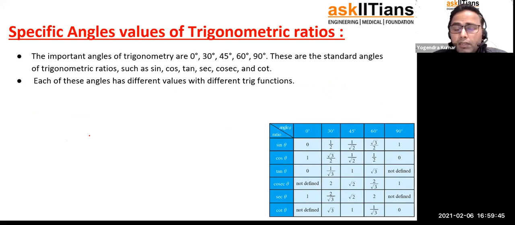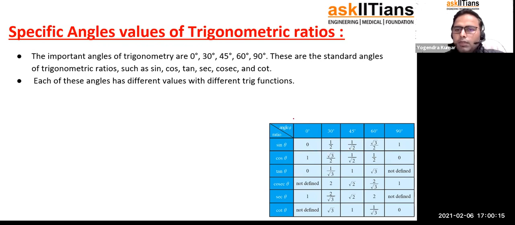Now, specific angle values for trigonometric ratios. These values are there: sine 0 degrees is 0, sine 30 degrees is 1 by 2, sine 45 is 1 by root 2, sine 60 is root 3 by 2, and sine 90 is 1. Okay, so now how do we get these values? We should know how we get these values.